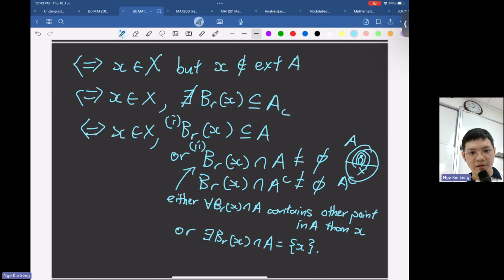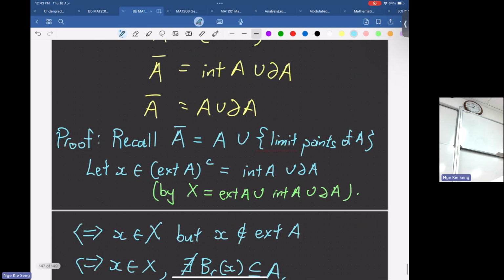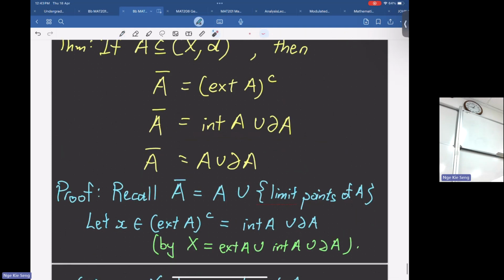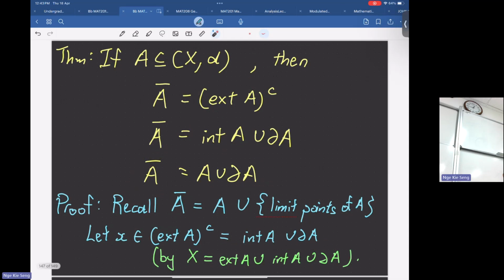What's next? Okay, so by the theorem just now, the complement of X is just the interior of A plus the boundary of A. And how about the last one here? Is A bar equal to A union the boundary of A? One direction we know, right? A is in A bar. So this direction we know.